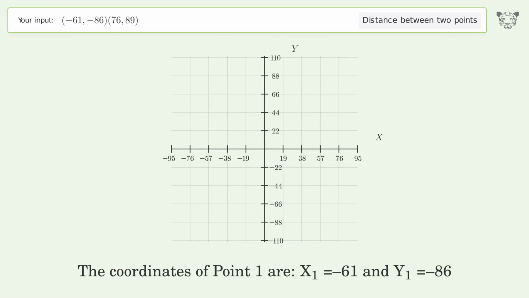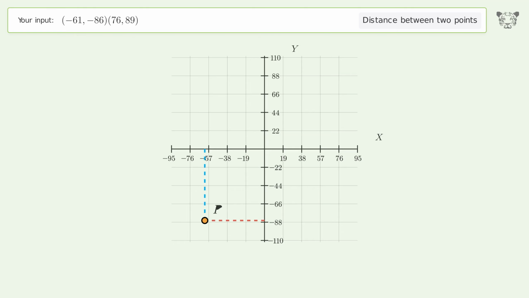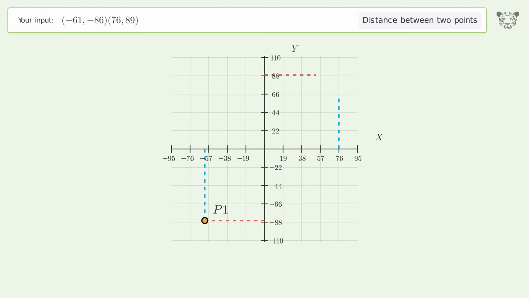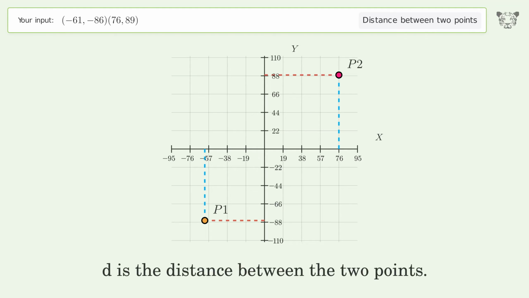The coordinates of point 1 are x1 equals -61 and y1 equals -86. The coordinates of point 2 are x2 equals 76 and y2 equals 89. D is the distance between the 2 points.